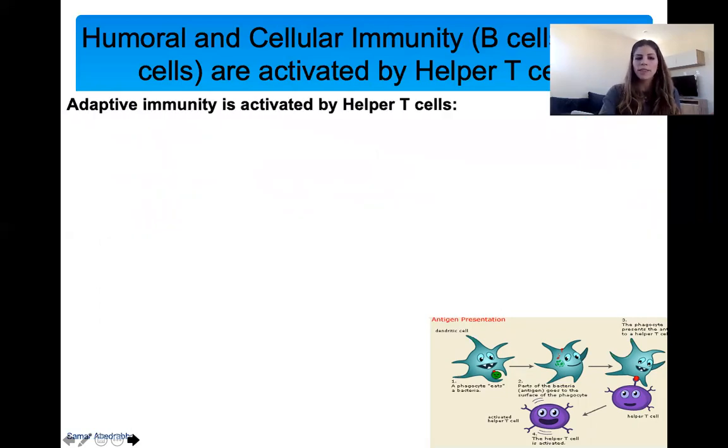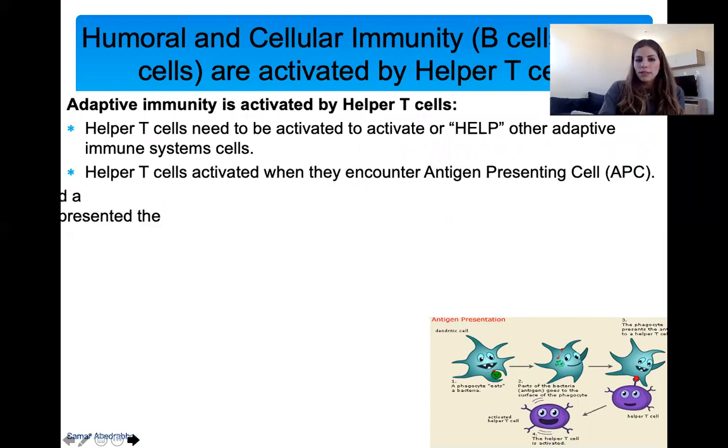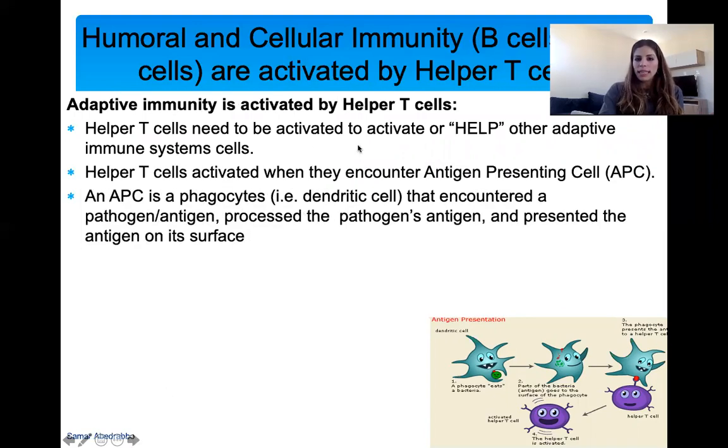So we're going to go on this level. Adaptive immunity is activated by helper T cells. Helper T cells, the reason why they're called helper T cells, is because they help activate other adaptive immune system cells. They themselves need to be activated to activate B cells and T cells.